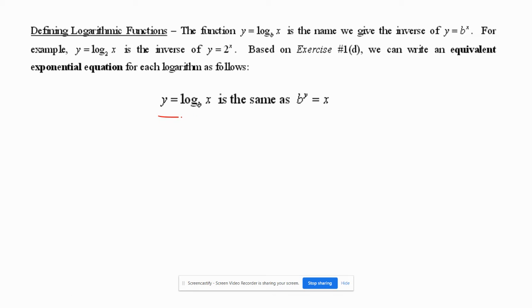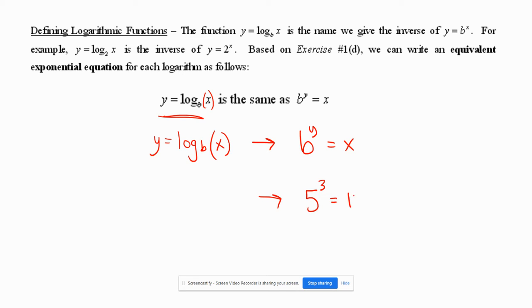So here we go. Like I just said, y equals log base b of x, I like to put that in parentheses, is the same as b to the power of y equals x. So if we had, let's just make up another exponential function with a base of, let's say, 5, and let's say the power is 3. Okay, we know that this equals 125. Maybe we don't know that, but we can use a calculator to know that. 5 times 5 times 5.